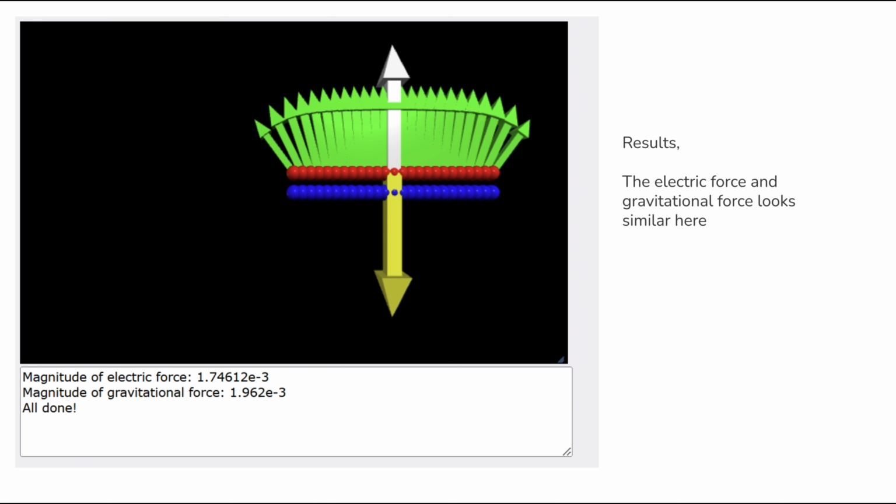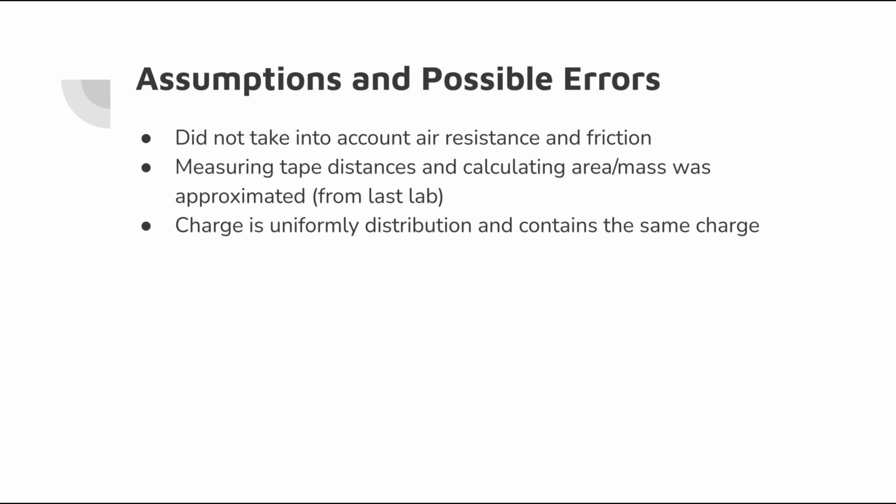The results of our lab after running our code show a magnitude of electric force of 1.74 times 10 to negative 3 and a gravitational force of 1.96 times 10 to negative 3, which are very similar. This should be true because they are at equilibrium. They are slightly different though, as you can tell. This is because of our assumptions and possible errors in our lab.